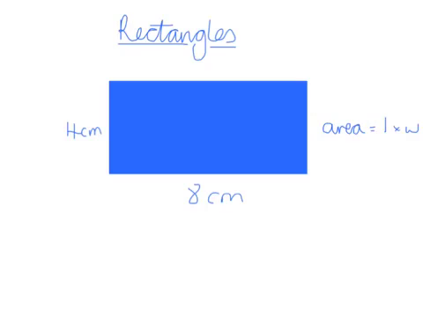So to work out the area of a rectangle, it's exactly the same. You use the same formula. Area equals the length times the width. So this time our length is 8 and our width is 4. And 8 times 4 is 32 centimetres squared.